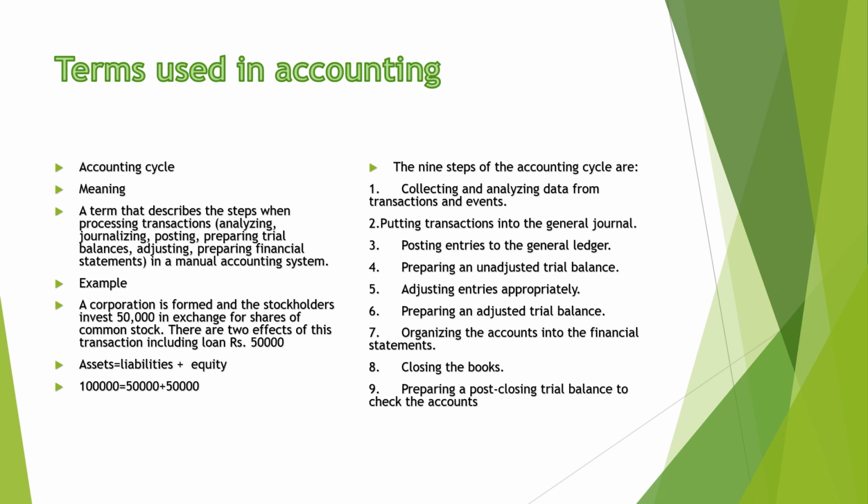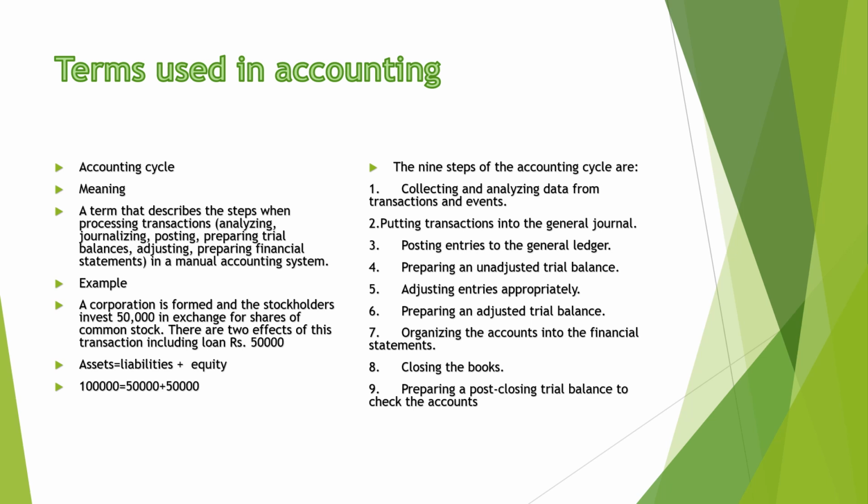There are 9 steps involved in an accounting cycle. The first one is collection and analyzing of data, putting transactions into journal entries. There are basic rules of journal entry. For this purpose we are dividing the whole of the accounts into 3 parts, that is personal account, real account, nominal account. Under the personal account, the rule is debit the receiver and credit the giver. Under the real account, debit what comes in and credit what goes out. And under the nominal account, all the expenses and losses are debited, and all the income and gains are credited.